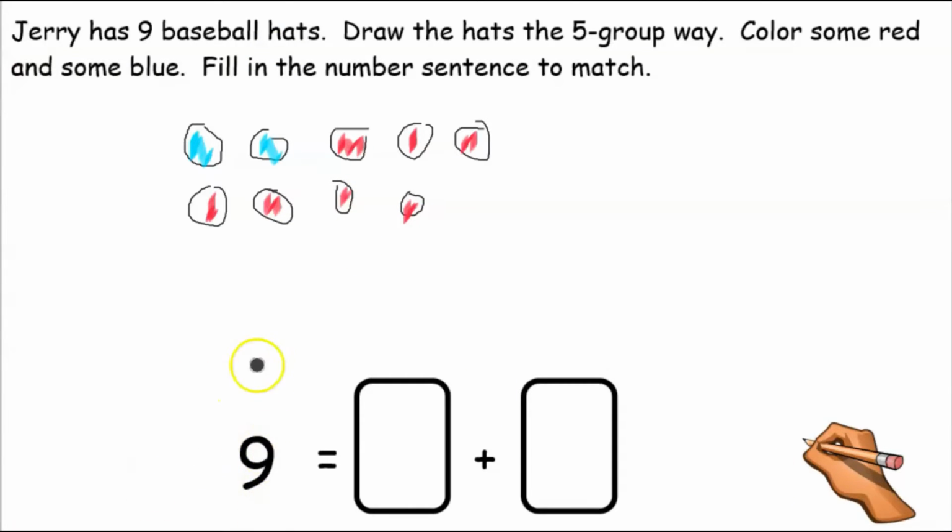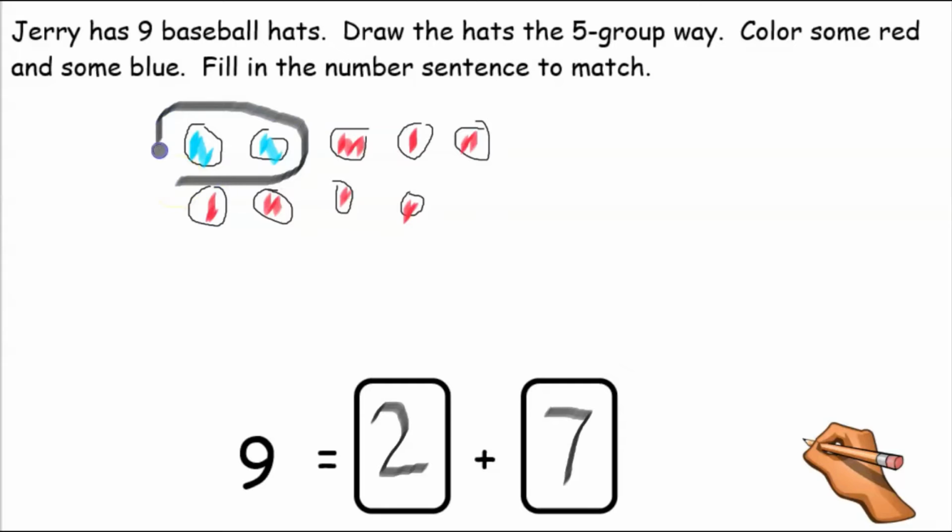All right, we know 9 is our whole. That's how many we have all together. And today our job is to find the parts. Our parts: we have 2 blue, which is 1 part, and we have 7 red, which is our other part. 9 equals 2 plus 7. Again, sometimes you will be able to use color to show your parts, and sometimes you won't. And if you don't, remember, you can always circle your group to show one of them to see the 2 parts.